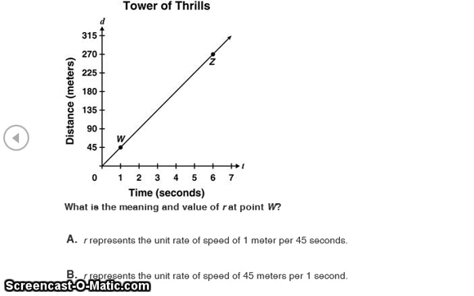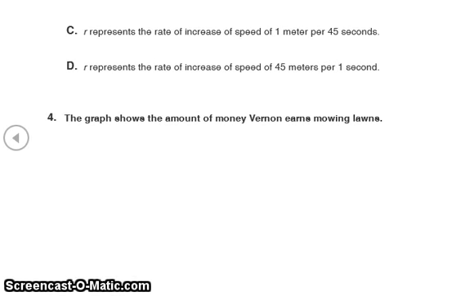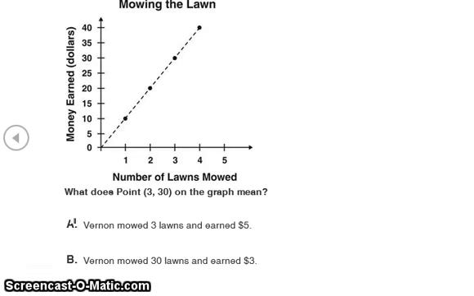Let's look at C and D. C represents the rate of increase, and then again D says the rate of increase. B is the best choice for that particular question. Number 4, the graph shows the amount of money Vernon earns mowing lawns. Here's our graph. What does point 3, 30 on the graph mean?